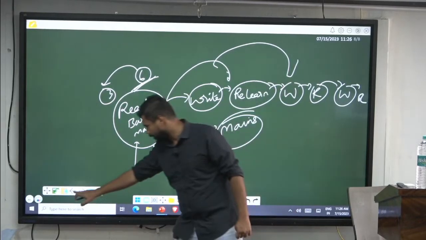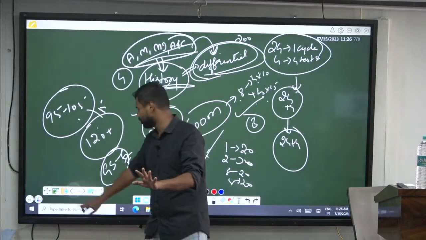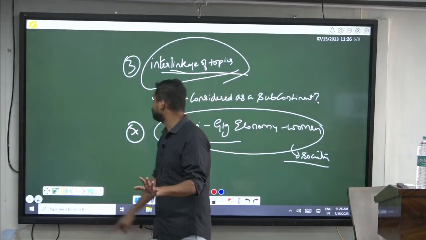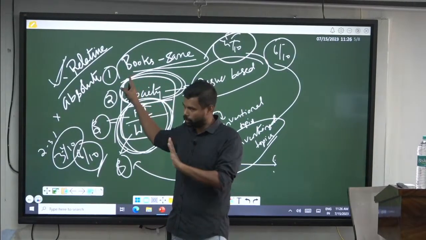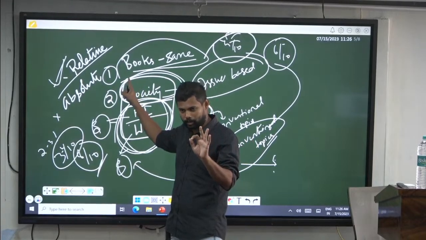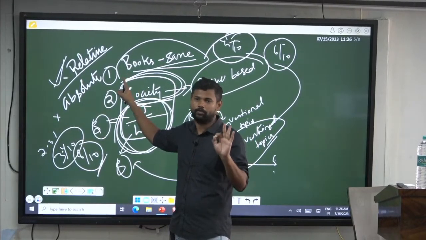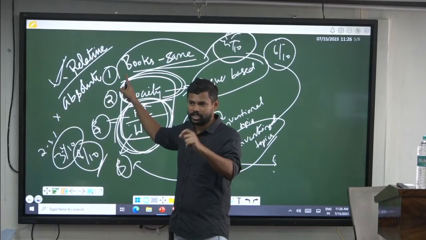So coming back to summarize why this paper is easy. The one is that books are the same. Don't try to do anything different. You can write good answers by reading the same books that you have done for prelims. The only thing is the change in the approach.